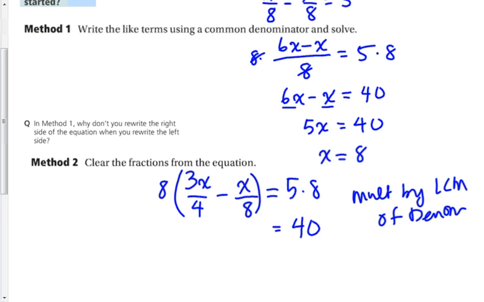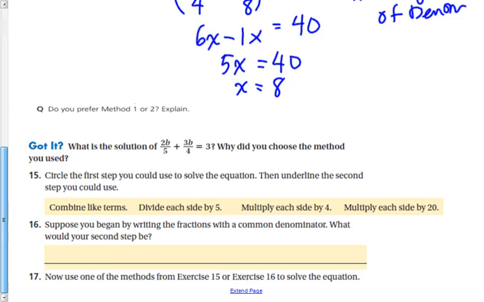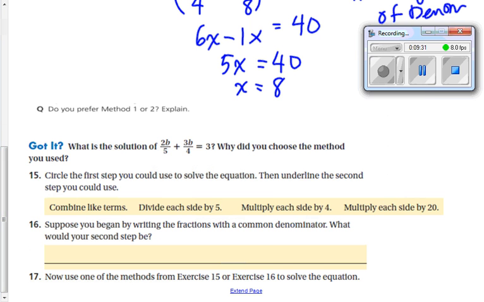And see what happens when we do that? When I multiply 8 times 3, I get 24, and when I divide that by 4, I get 6x. When I multiply 8 times x, I get 8x, and I divide that by 8, I get 1x. And notice how I eliminated the fractions really quickly by doing that. And of course, 6x minus 1x is 5x, and 5 times 8 is 40, so my solution is x equals 8. All right, I think you should try that here, see how you do.